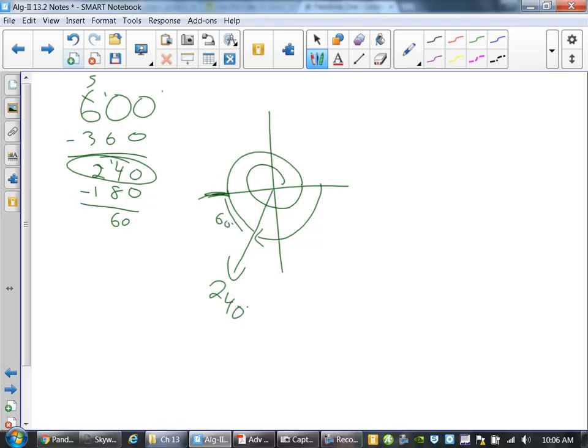We know that one revolution started at the 240. If I come this way, what would it be? You subtract another 360 off of it to get the negative. It'd be negative 120.